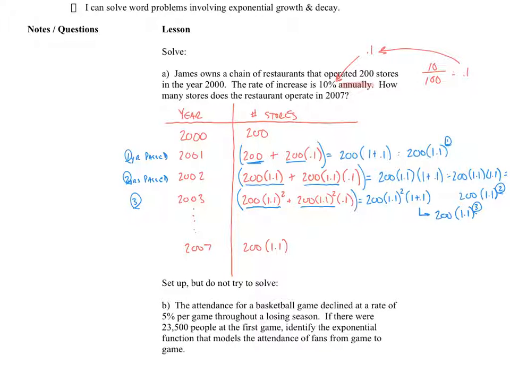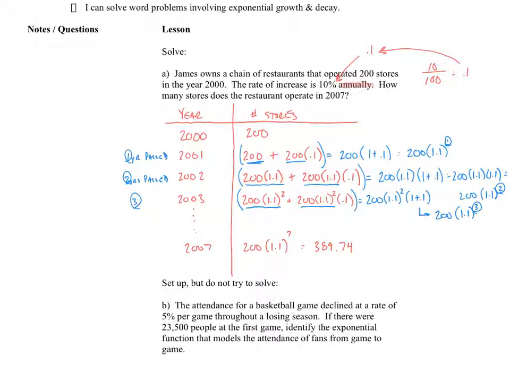The difference is the exponent that we raise our 1.1 to. So in the year 2007, yes, we're just going to have this expression, 200 times 1.1 to the 7th power. If I punch that into my calculator, I get 389.74, roughly.